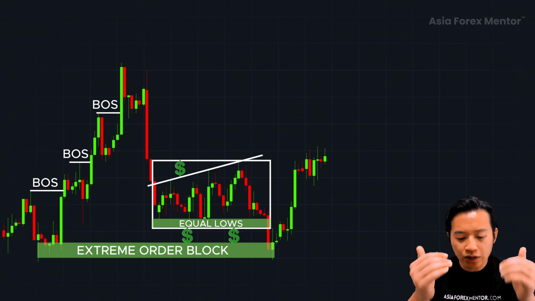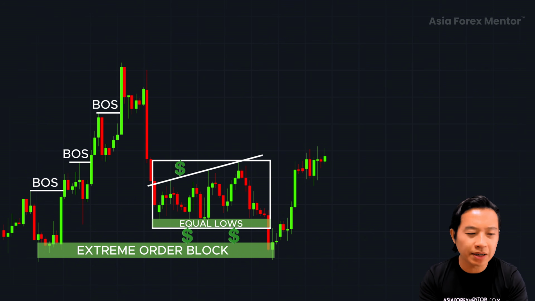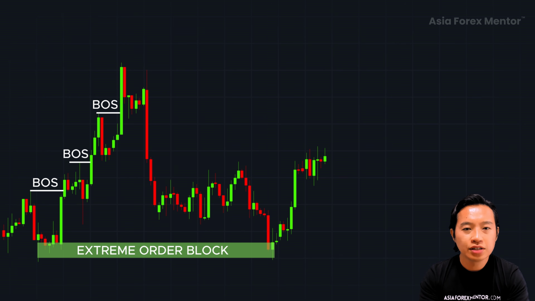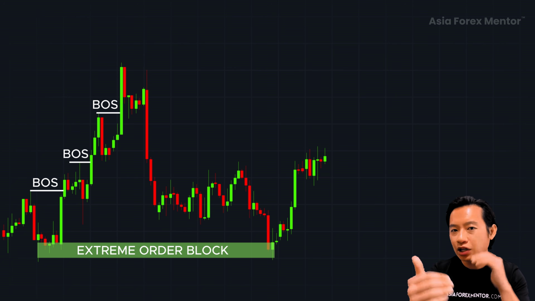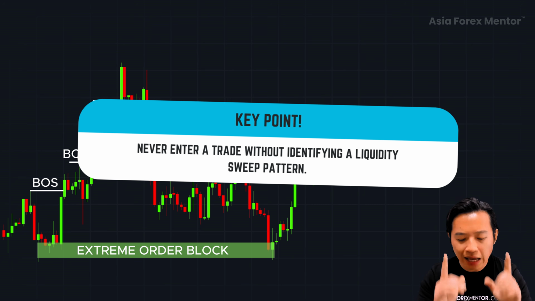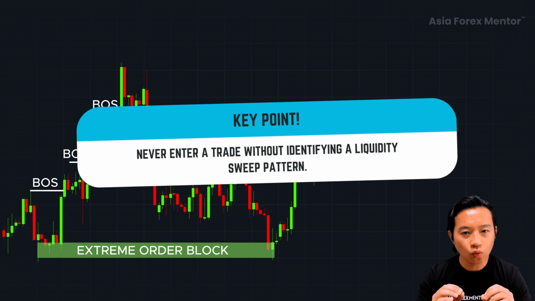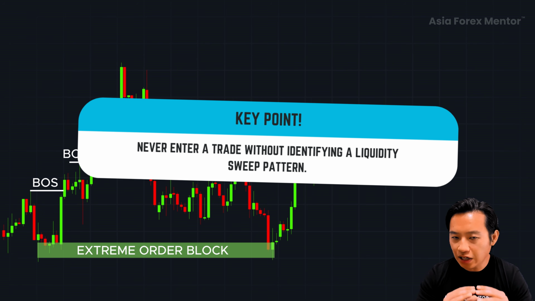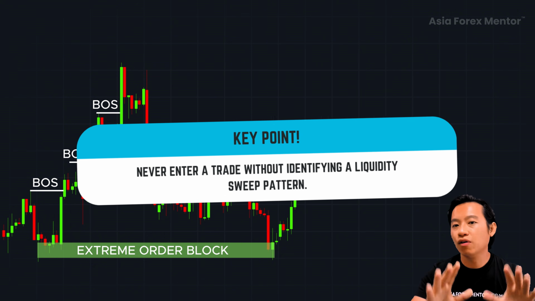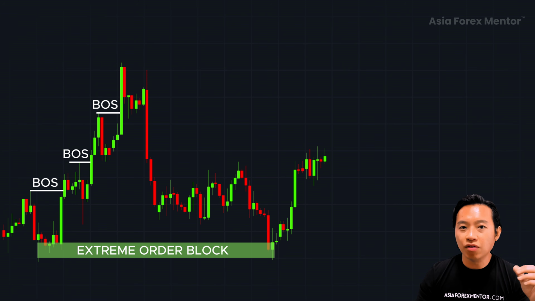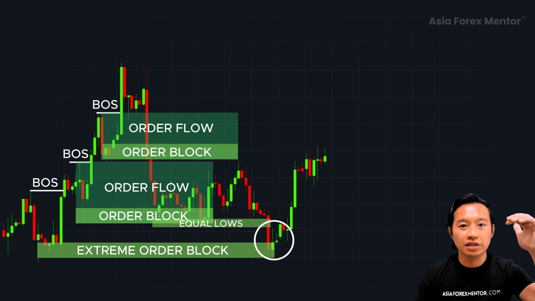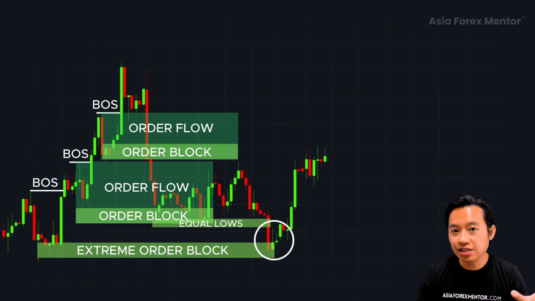And therefore, if you ignore them or if you don't understand them, it's going to result in losses that you do not know why. Okay, so the market gravitates towards liquidity zones. All right, key point, right? Never enter a trade without identifying a liquidity sweep pattern. So for instance, right, price reversal from the extreme order block, right? It occurs because liquidity has been swept below the upper order blocks and the recent consolidation zone.